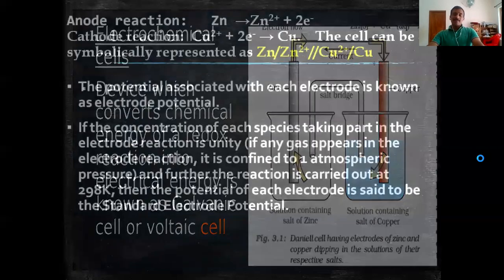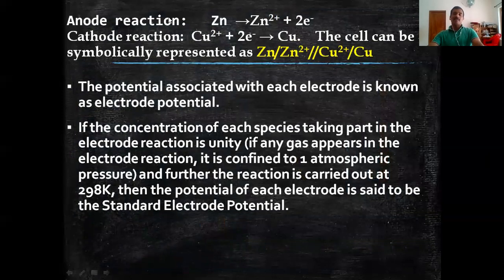So what is the anode reaction? Anode reaction is the oxidation of zinc. Zn gives Zn2+ plus 2 electrons. And what is the cathode reaction? Cu2+ plus 2 electrons gives Cu. The cell can be symbolically represented as Zn | Zn2+ || Cu2+ | Cu. Here we can see it is an oxidation reaction, Zn gives Zn2+. And it is a reduction reaction, Cu2+ | Cu. And this double bar represents the salt bridge, ionic contact between the anode compartment and cathode compartment. It is the IUPAC representation.